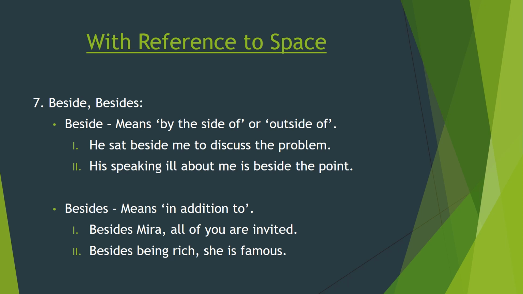One thing to be noted is that when we are using the preposition besides, in that sentence we should not use the word also. Suppose I say, besides Meera, all of you are also invited. This is slightly wrong because besides automatically means in addition to. Also is not needed. So, besides Meera, all of you are invited is the correct one.